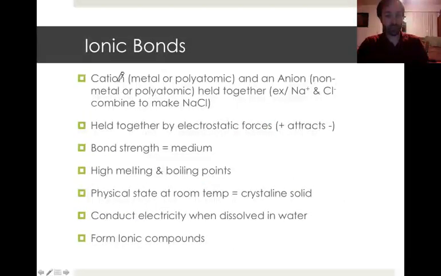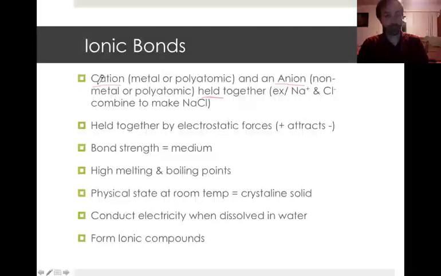Now, ionic bonds specifically, let's talk a little bit about what those are. First of all, an ionic bond forms when you have a cation and an anion. They have to be held together, or basically a force we call a bond has to group them up.